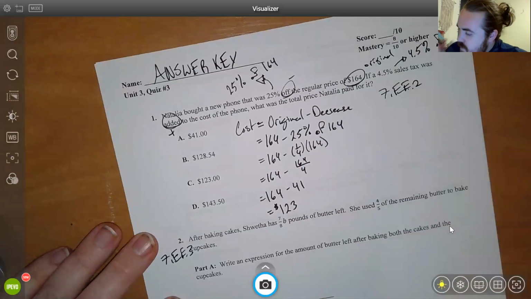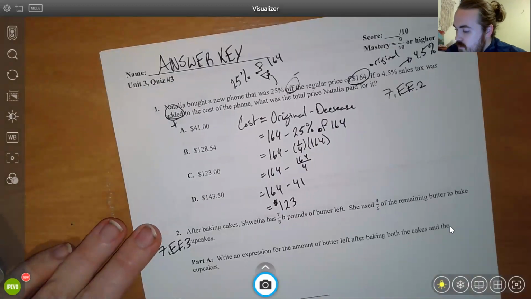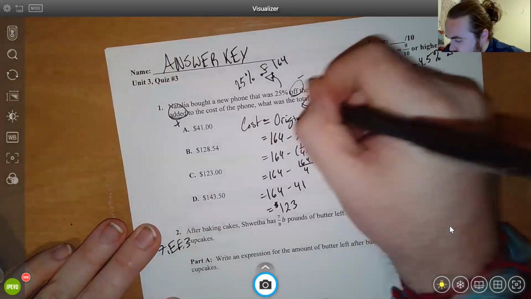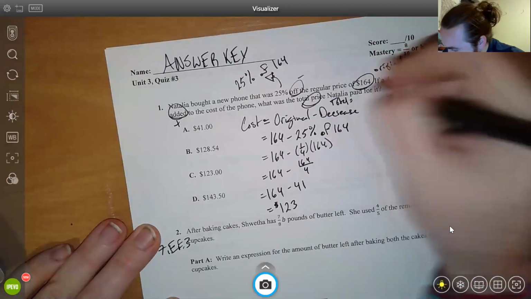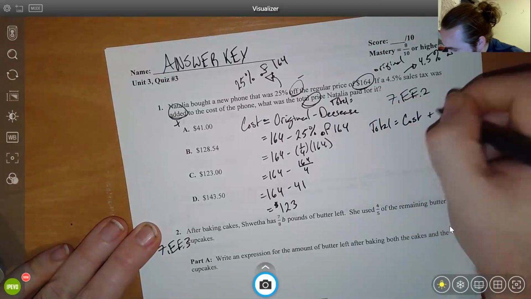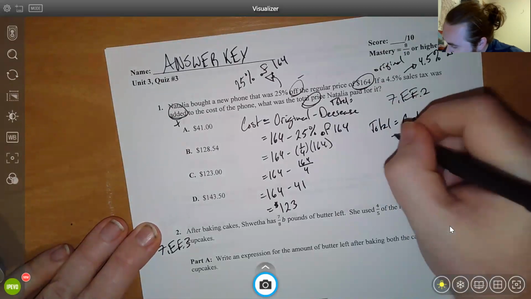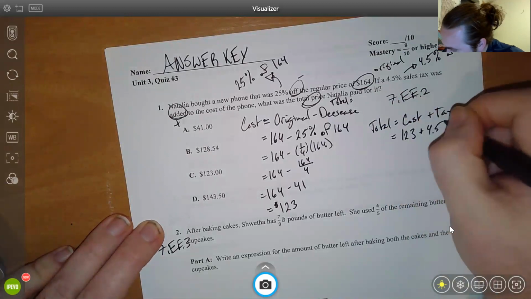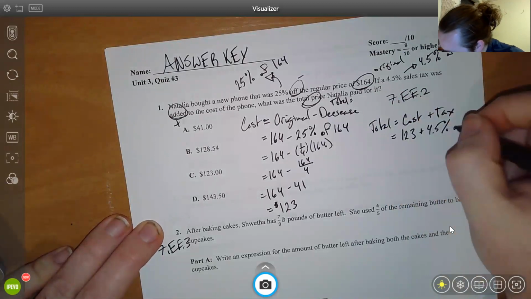So now, that's not my final answer yet, because we have not yet done the sales tax. The problem is asking for the total. And the total is equal to the cost plus tax. In this case, that's 123 plus 4.5% of 123.